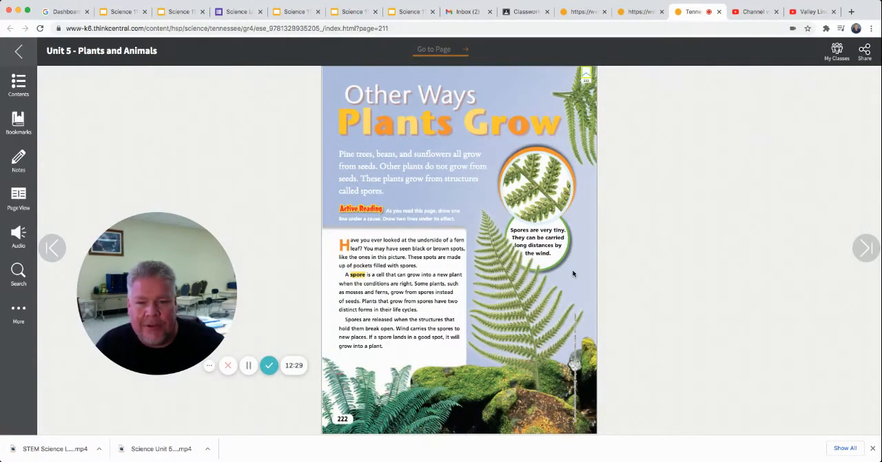Other ways plants grow. Pine trees, beans, and sunflowers all grow from seeds. Other plants do not grow from seeds. These plants grow from structures called spores. So this is a fern. We like to put ferns on our back porch. We have a screened-in porch, and they grow little seeds on the leaves underneath the bottom of the leaves. Those seeds are called spores. Spores are very tiny, and they can be carried long distances by the wind.